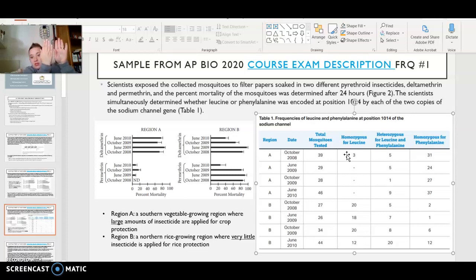Heterozygote for leucine and phenylalanine, they got 1 of each allele. And then homozygous for phenylalanine, they are able to be resistant and they're making the phenylalanine. So you can see a lot more of those at region A. So there's a lot less mosquitoes dying in region A.